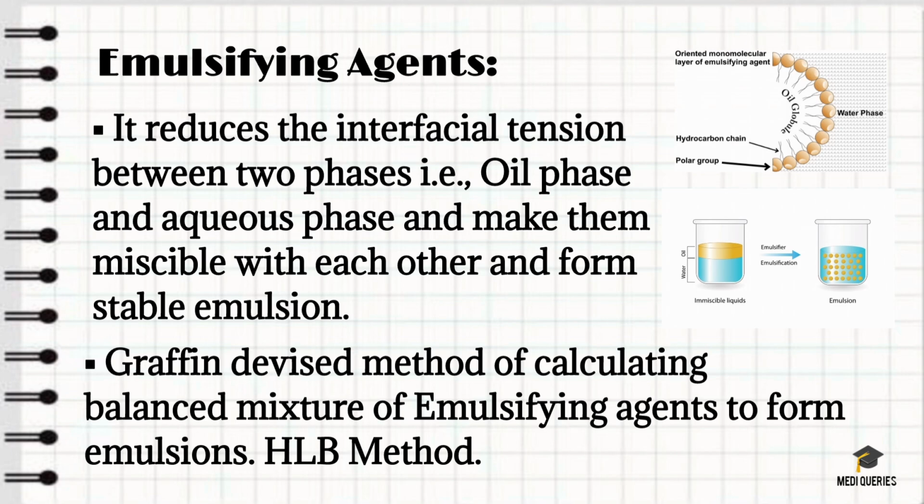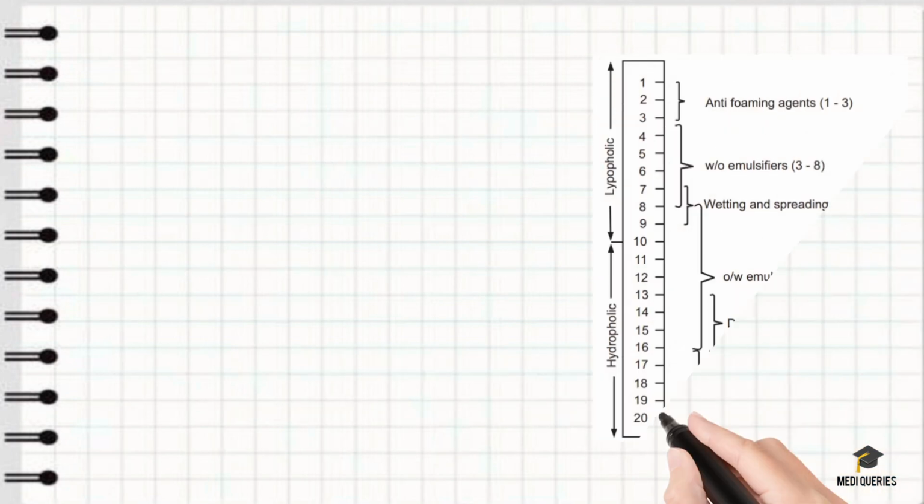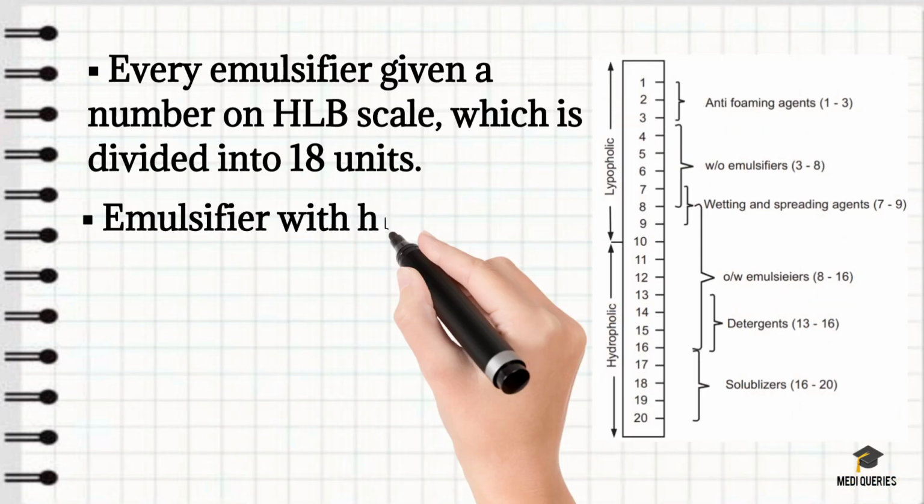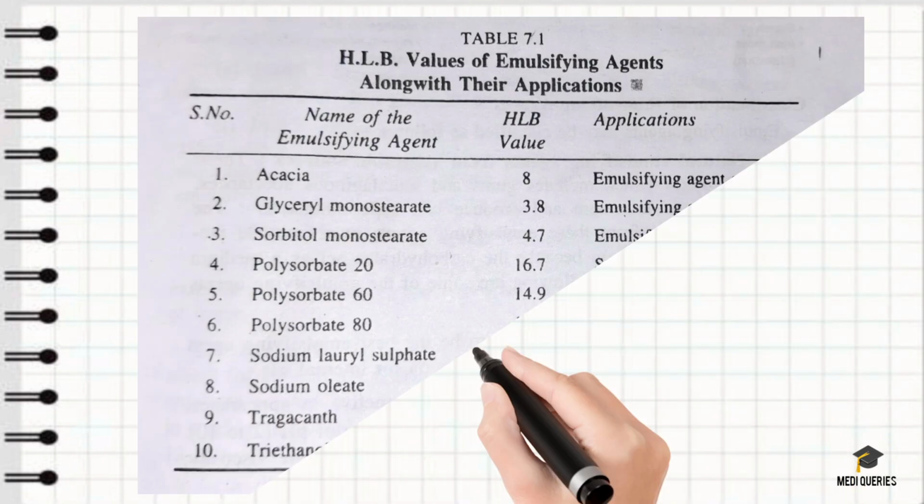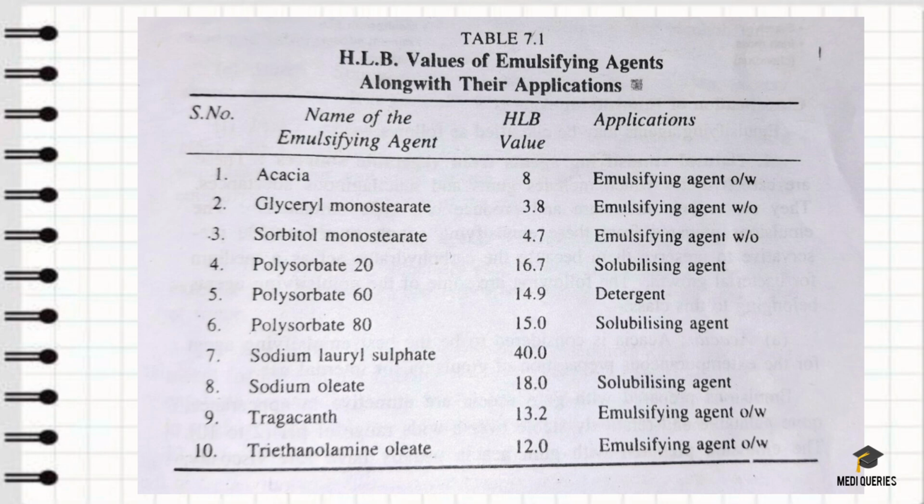So Griffin devised a useful method for calculating the balanced mixture of emulsifying agents to provide a particular type of emulsion. It is called the hydrophilic lipophilic balance, or HLB, method. Every emulsifying agent is given a number on the HLB scale, which is divided into 18 units. Emulsifiers with a higher number, from 8 to 18, indicate hydrophilic properties and produce an O/W type emulsion. Those with a lower number, from 3 to 6, represent lipophilic properties and produce a W/O type emulsion.